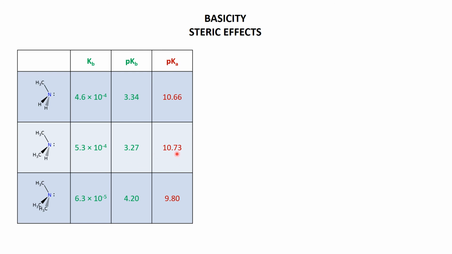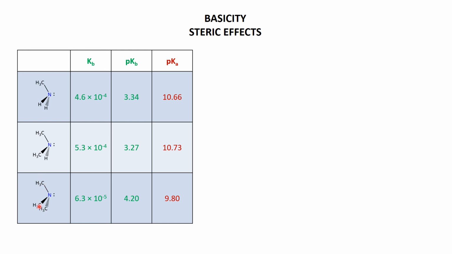Well, what we see is that there's a significant decrease in the basicity. We go from 10 to the minus 4 to 10 to the minus 5. So a tenfold decrease in the basicity. This leads to an increase of 1 in the pKb and a decrease of 1 in the pKa. Why has throwing in that third methyl group suddenly made it a weaker base? And the answer is steric.